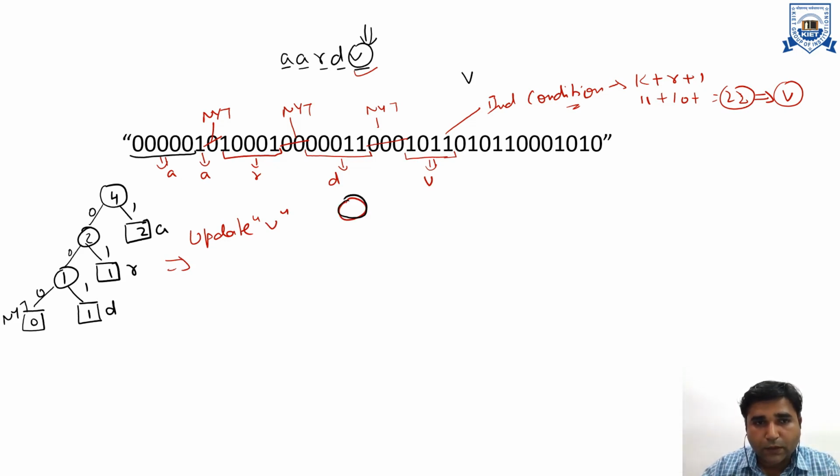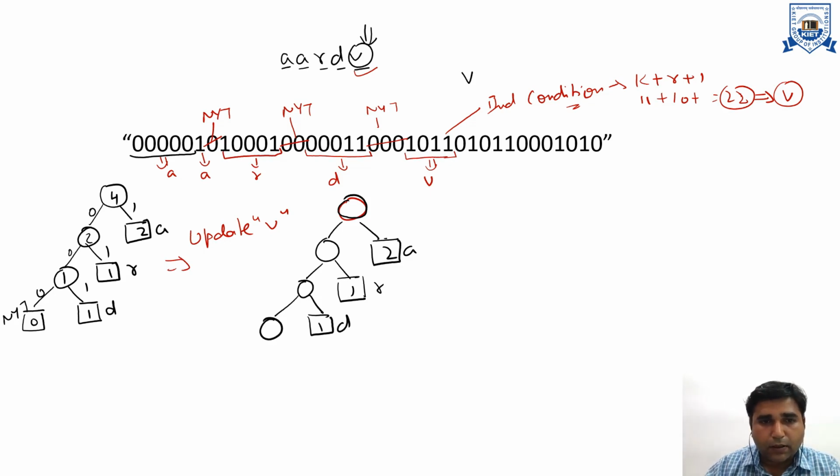Okay, so what we will do, this is the root, then this is symbol A, and on the right hand side we have symbol B. This NYT is replaced with an intermediate node, and we join the NYT on the left hand side and the symbol B on the right hand side. Now the weight of NYT is always 0, so 0 plus 1 is 1, 1 plus 1 is 2, 2 plus 1 is 3, and 3 plus 2 is 5.